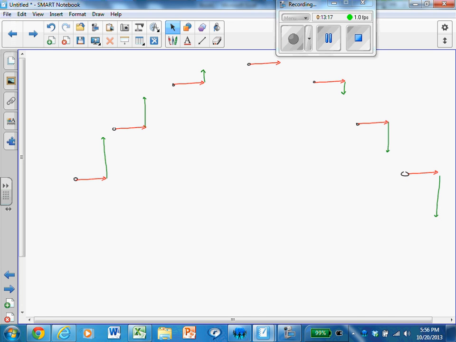If we were to draw in the vectors there, the vectors would look like that for velocity. This one would be all in the x and then starting to go down like that there. And it would be symmetric on either side.